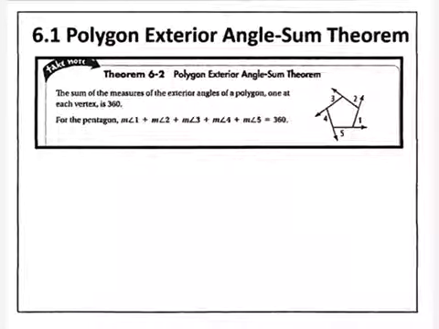Theorem 6.2, Polygon Exterior Angle Sum Theorem. The sum of the measures of the exterior angles of a polygon, one at each vertex, which is a key here, is 360. So if you add up all of the exterior angles of a polygon where you have one angle per vertex, they're always going to add up to be 360.